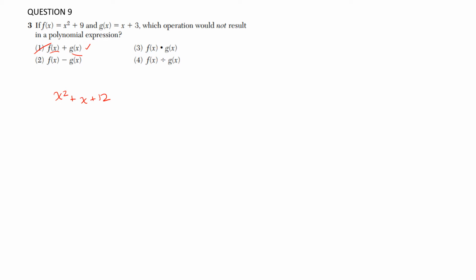And subtracting it would yield a similar result. x squared, 9 minus 3 is 6. And then there's no middle term, so minus x here, which would also be a polynomial, so that's not it. When we multiply it, we get x squared plus 9. It doesn't look like it would violate, right? Just FOIL that out, and it would give us a cubic term, right?